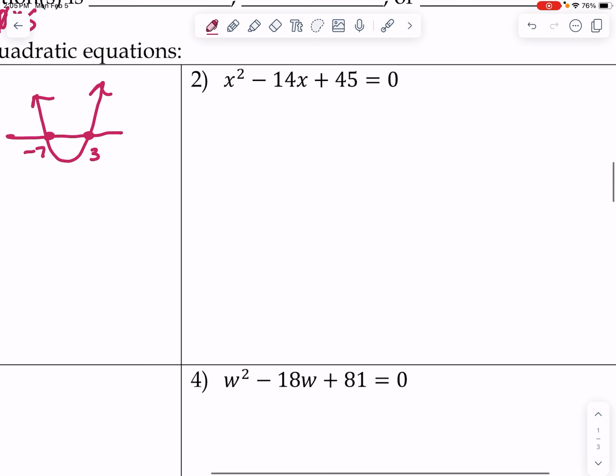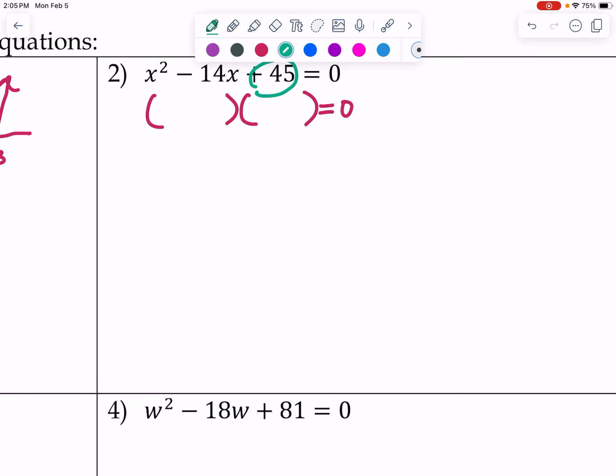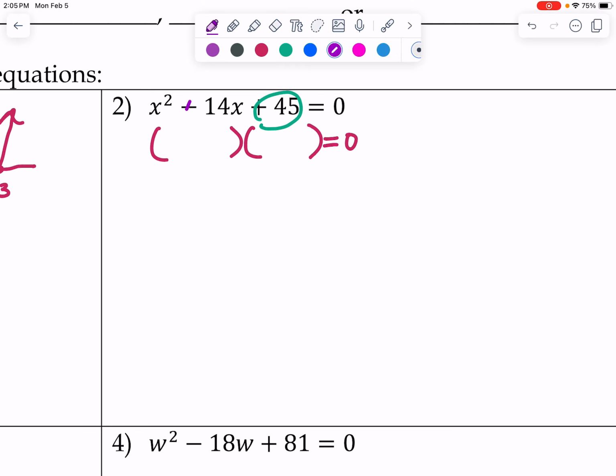Okay, so for number 2, they don't have it in factored form, so we need to factor it first. This is where our methods from Unit 6 come into play. I need two numbers that multiply to 45, but add to negative 14. So two numbers that multiply to 45, but add to negative 14 would be negative 5 and negative 9.